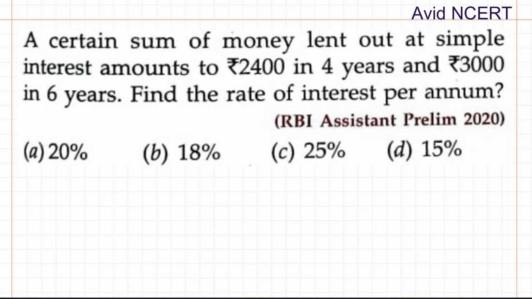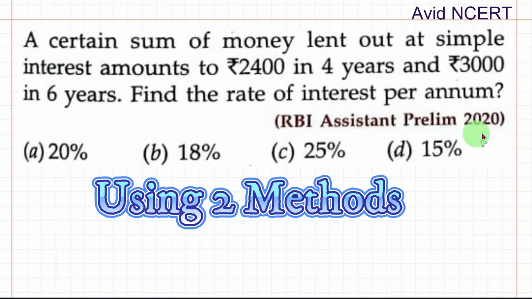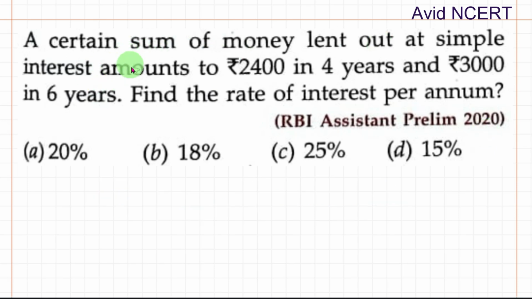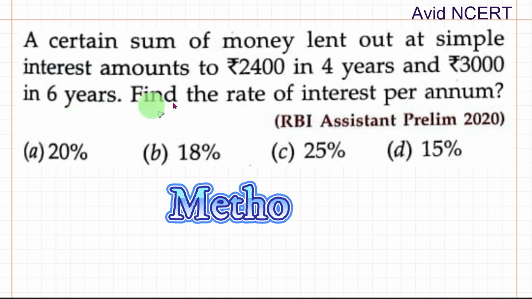This is Geeta. Today we'll be solving a question from the RBI Assistant Prelim 2020 question paper. A certain sum of money is lent out at simple interest, that is, it becomes rupees 2,400 in 4 years and rupees 3,000 in 6 years. Find the rate of interest per annum.